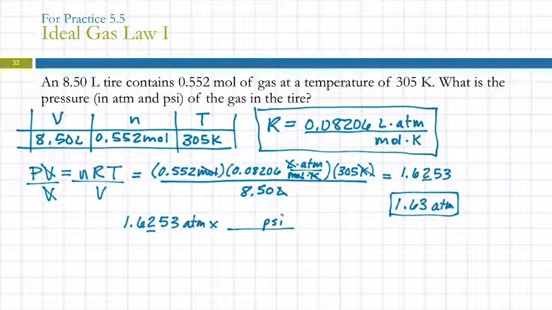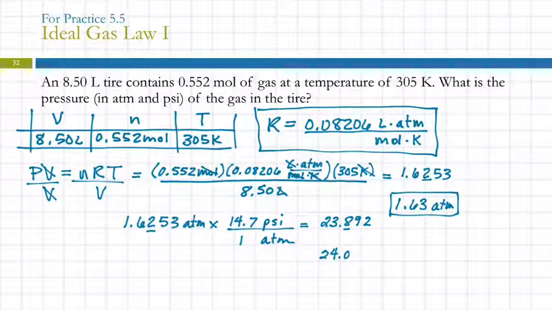So I want PSI on top and atmospheres on the bottom. 1 atmosphere is 14.7 PSI. I don't expect you to remember that. We got 1.6253 times 14.7. Will we have something like that on the test? Yes, you could have something like this on the test, but I'll give you the conversion factor. So again, 3 sig figs there, and so I'd round that to 24.0 PSI.